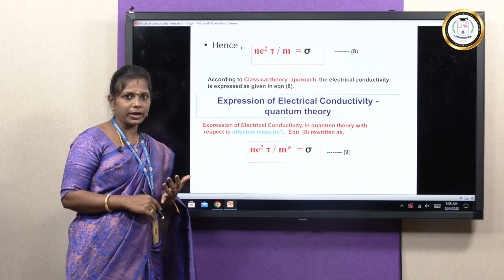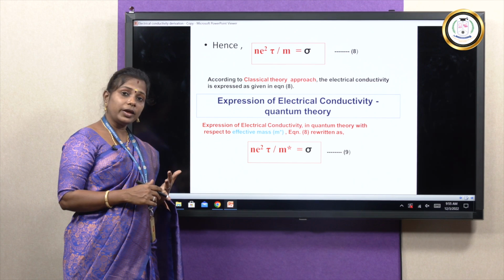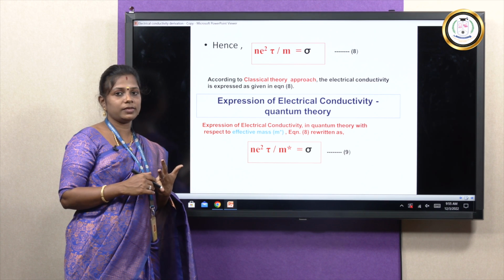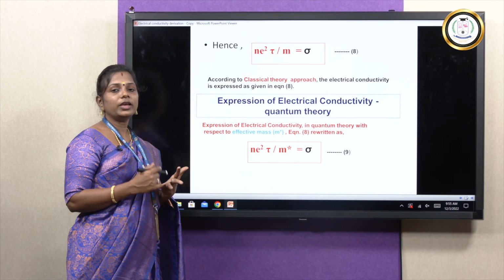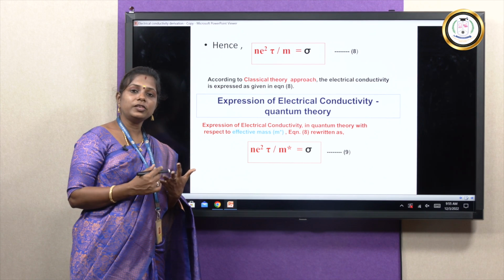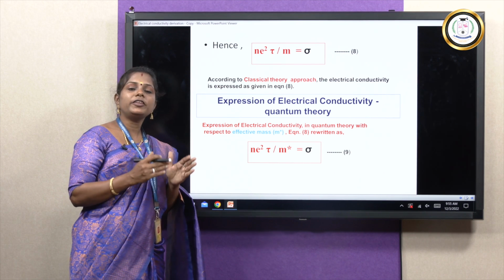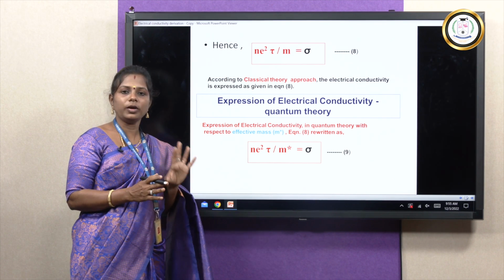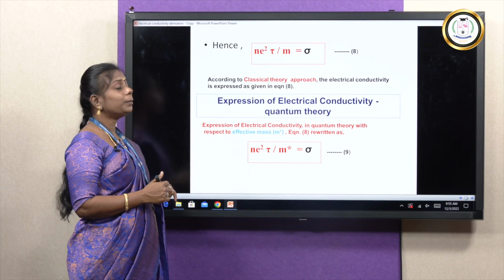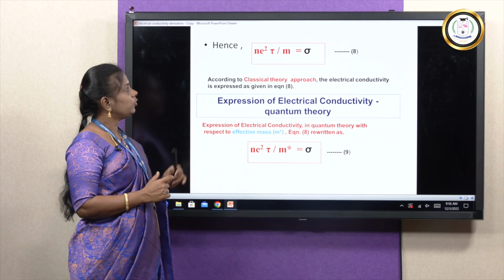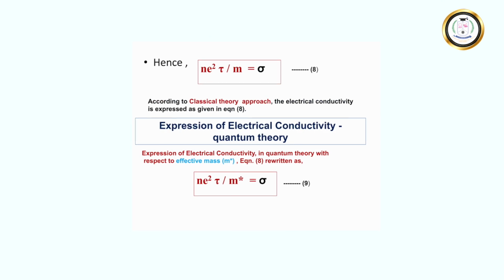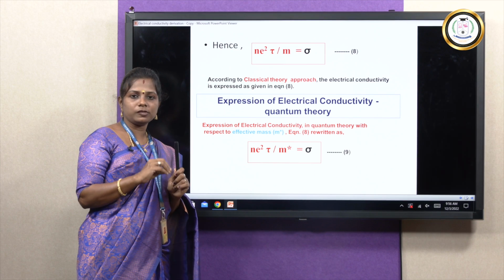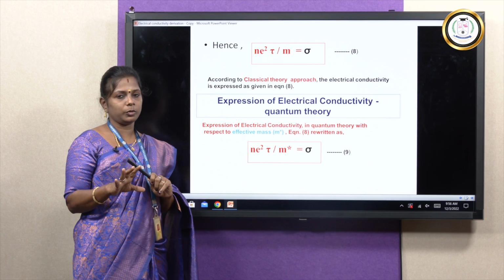N is the number of free electrons per unit volume. e square, so we are not representing the negative sign, because minus e into minus e becomes e square. Tau is the relaxation time. Relaxation time is nothing but the average time taken between two successive collisions of an electron. m is the mass of an electron. So, the obtained expression of sigma is N e square tau by m, numbered as 8. This is the expression derived by using the classical approach.